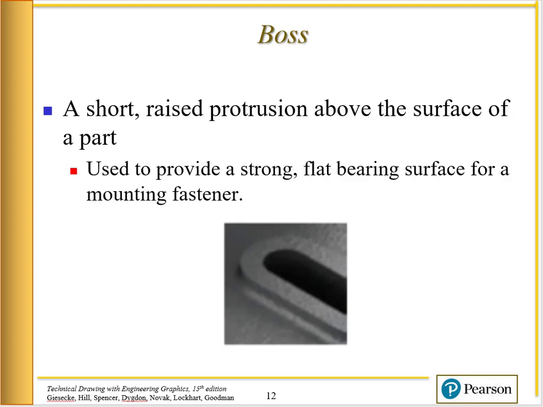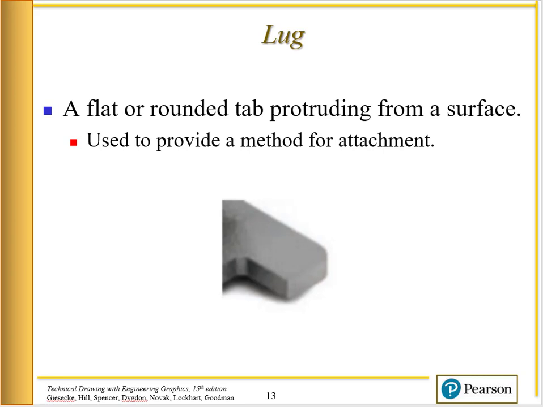Next term is a lug. A lug is a flat or rounded tab protruding from a surface. It's usually used to provide a method for attachment. In this case, the lug doesn't have a hole in it, so you can use it as a clamping surface, like a C-clamp or something like that.